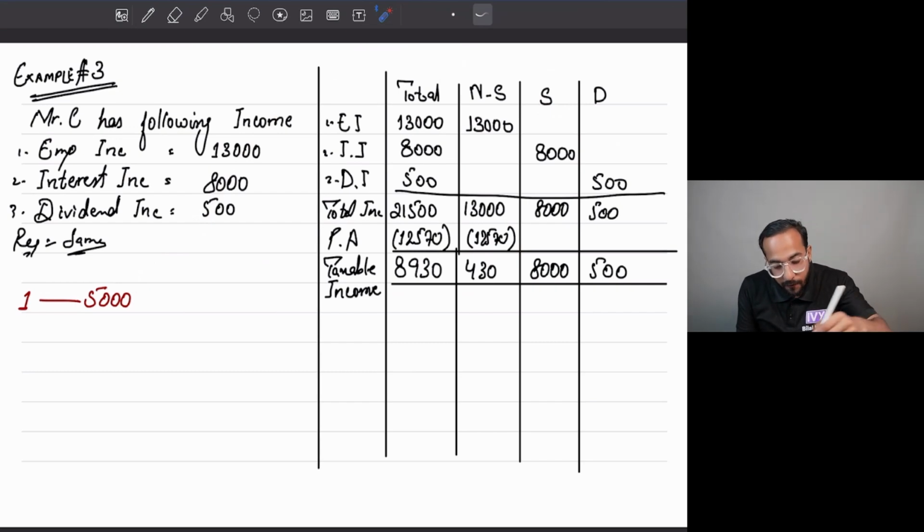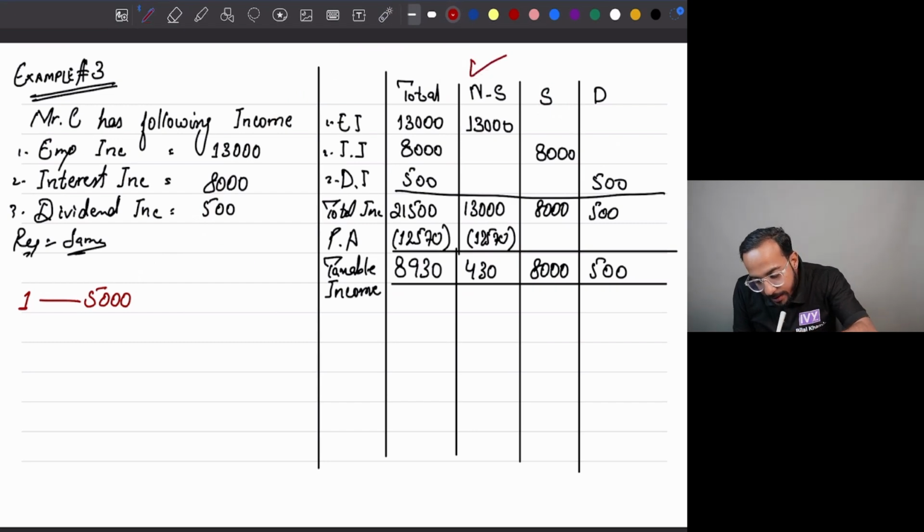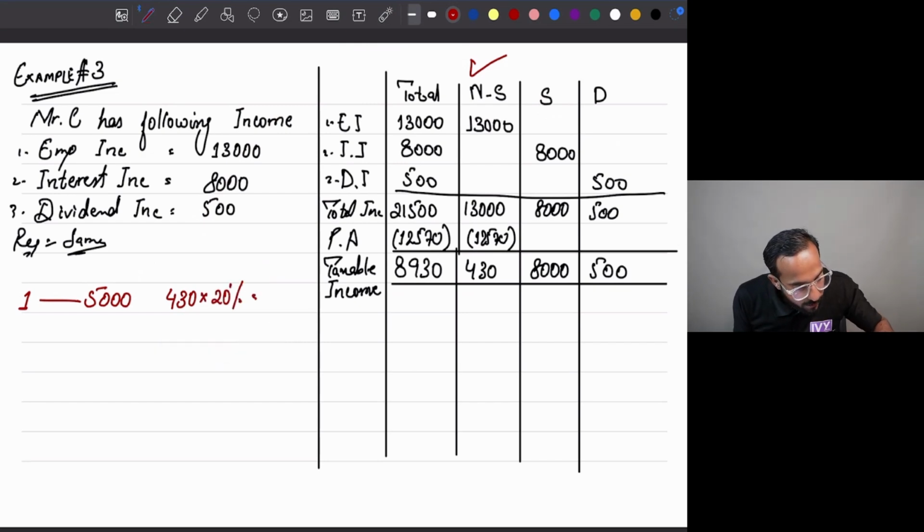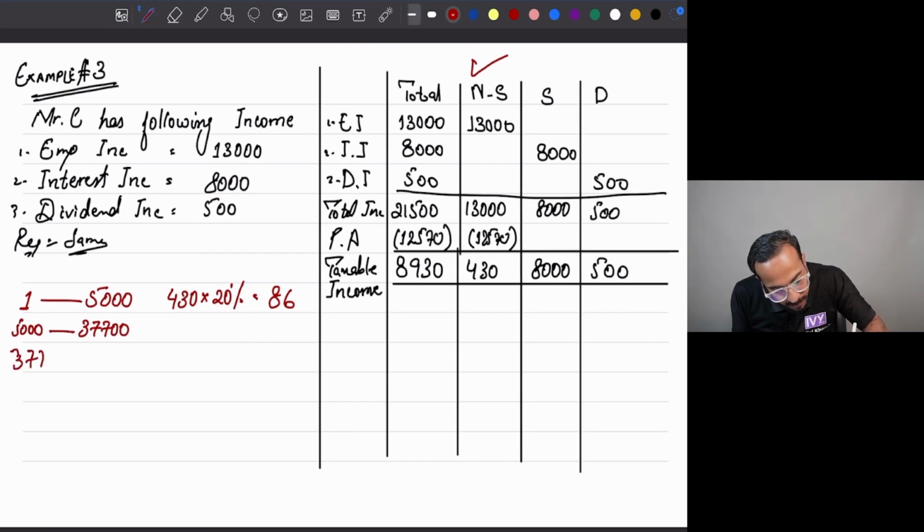Be focused. First, you need to tax your non-saving income, that is 430, multiplied by 20%. Got it? 430 multiplied by 20% is 86. Now, other bands are the same, the same ones which we have already learned.